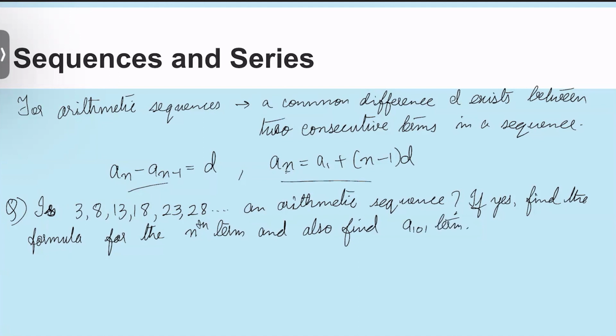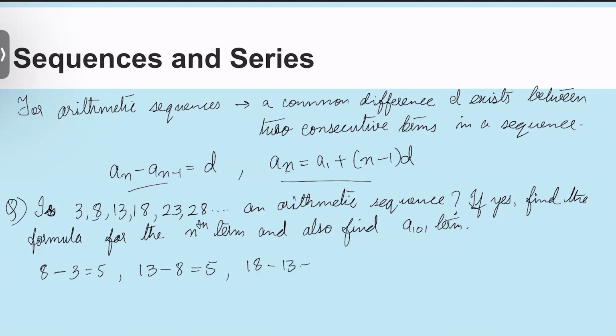Let's see if it is an arithmetic sequence. For an arithmetic sequence, we saw that a common difference should exist between two consecutive terms. So let's see if there is a common difference between two terms of the sequence. Let's take 8 minus 3, so that is 5. Now let's check for the next two terms: 13 minus 8, that is 5 again.